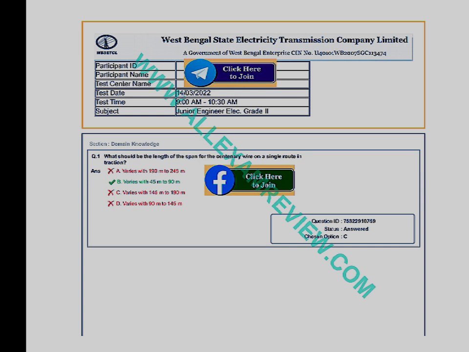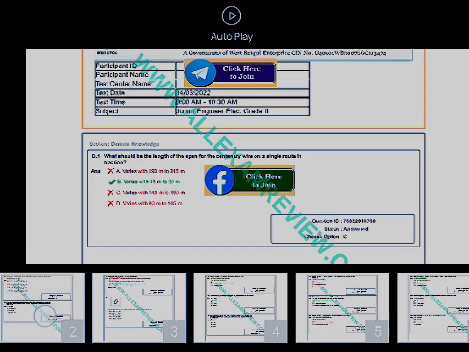First question will be, what should be the length of the span for the catenary wire on a single route in fraction will be? Option B is right, varies from 45 meter to 90 meter. Okay. Second question.